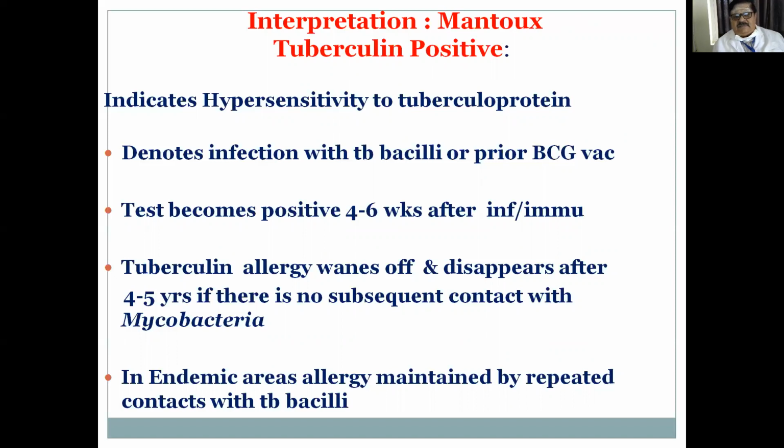Now, it indicates hypersensitivity to tubercular protein if it is positive. Denotes infection with TB bacilli or prior BCG vaccination. Earlier, if you have taken BCG vaccine, then also Mantoux can be positive. And it becomes positive within 4 to 6 weeks after infection or immunization, both. And tuberculin allergy wanes off within 4 to 5 years if there is no subsequent contact with mycobacteria. In endemic areas, people keep on getting stimulated, and that is why the Mantoux can be repeatedly positive.